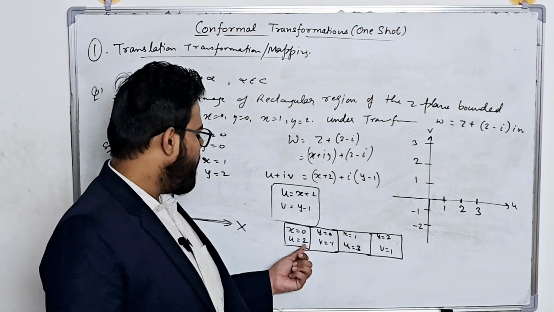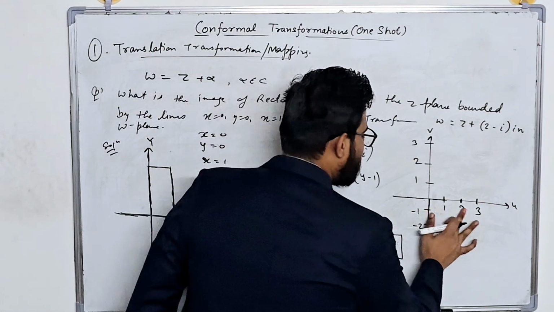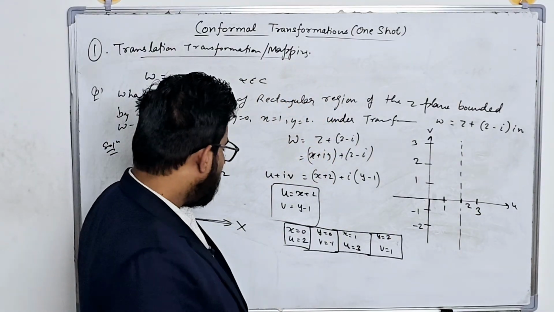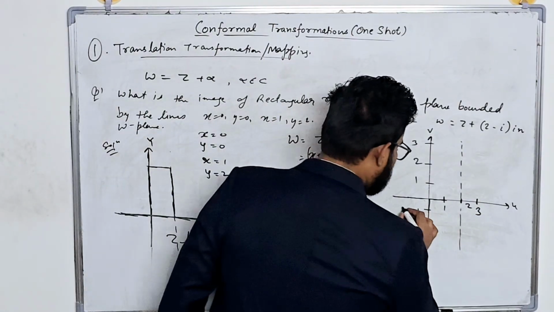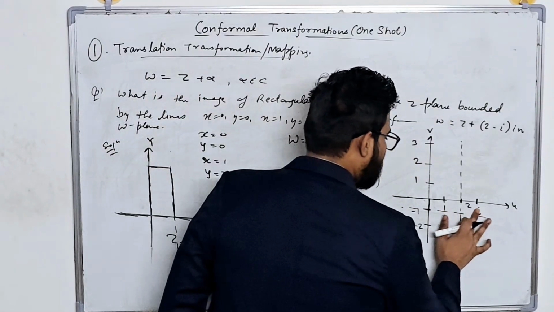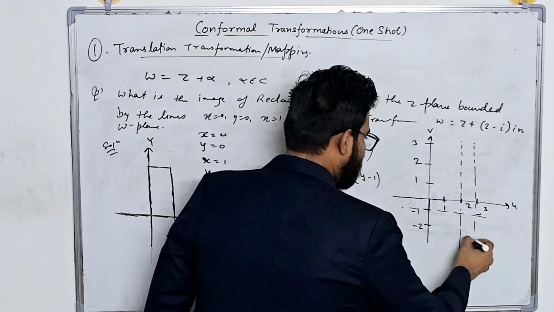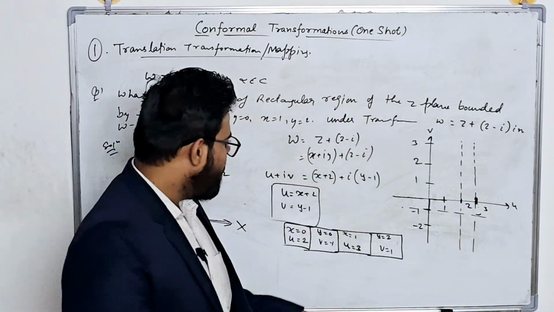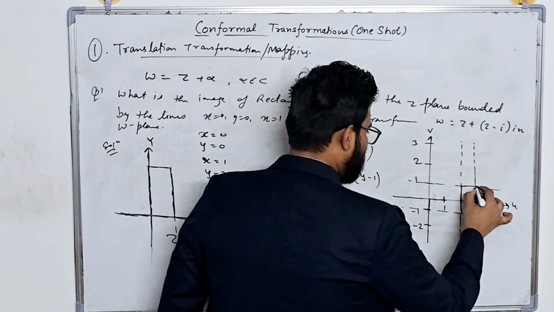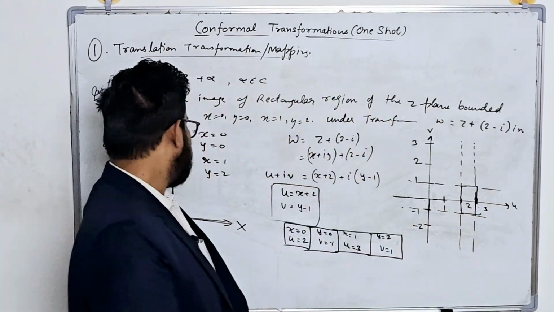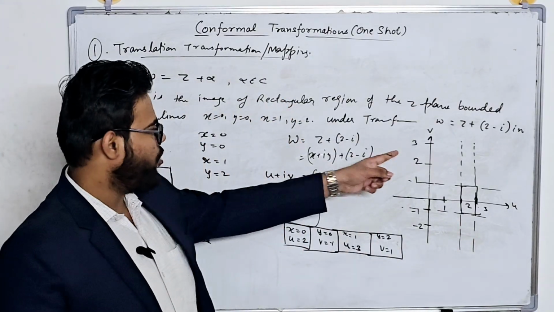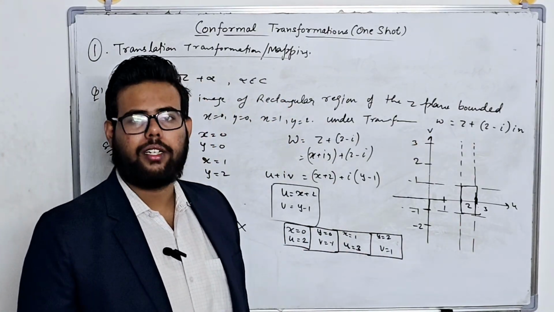Now when u is equal to 2, what is this line? It is this one, okay? U is equal to 2, correct? Okay. Now v is equal to negative 1 is this line, okay? Now what is u is equal to 3? It is this line, okay? Now what is v is equal to 1? It is this line. So this is the region. Okay, so this is the image of this, right? After the transformation that w is equal to z plus 2 minus i, right?